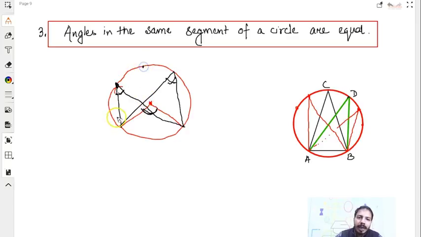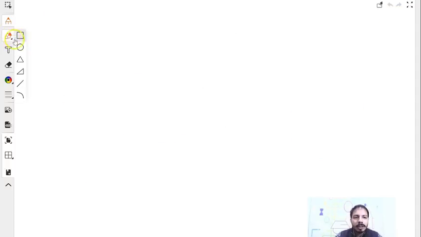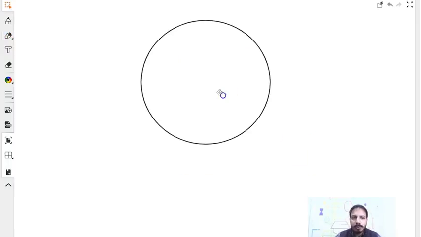In this way, any point on this part of the segment, I draw or subtend any angle from this particular chord, the angles will be equal. So now you might think, what about the other half of the segment? You might think this, right? So let us also see that.